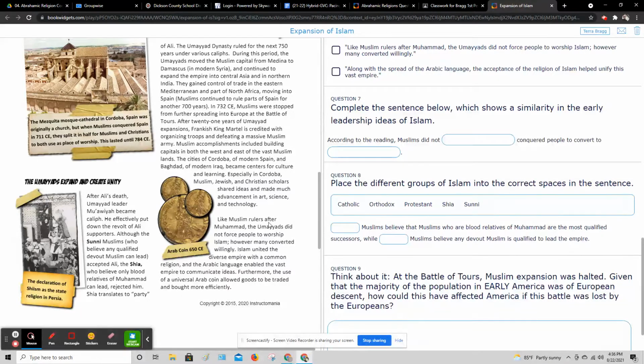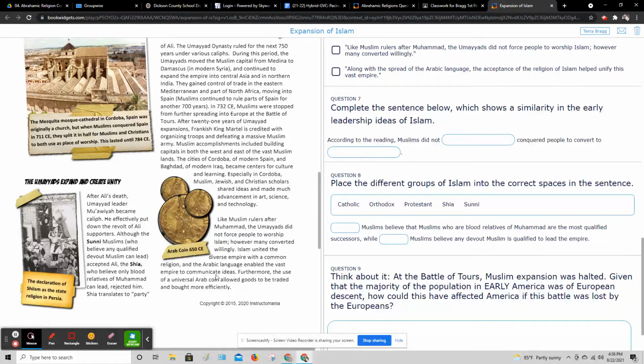Like Muslim rulers after Muhammad, the Umayyads did not force people to worship Islam. However, many of them converted willingly. Islam united the diverse empire with a common religion, okay, that common religion being Islam, and the Arabic language enabled the vast empire to communicate ideas.